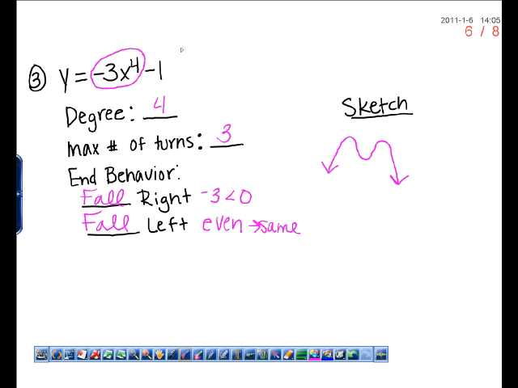If I added in, say, x cubed here, if I had negative 3x to the 4th minus 1 plus x cubed, does anything about what I just did change? No. Give me an example of something that would change it. Yeah, if I added x to the 5th or x to the 7th, something like that. Emma? Well, I guess it wouldn't really work if you had 2 of the same exponents. Right.